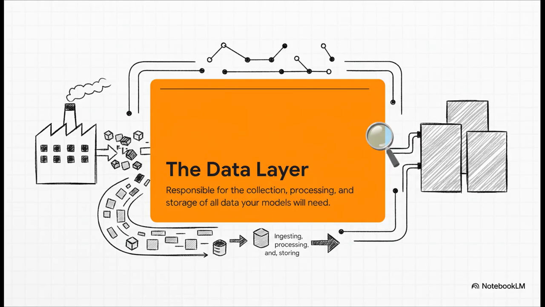First things first, you can't run a factory without raw materials. For our AI factory, that raw material is data, pure and simple. This layer is all about that intake and warehousing. It's responsible for getting data, cleaning it up, checking it, and storing it so our models have a reliable supply.